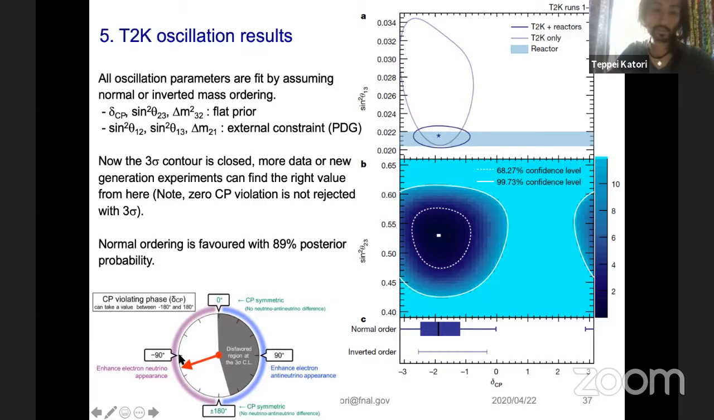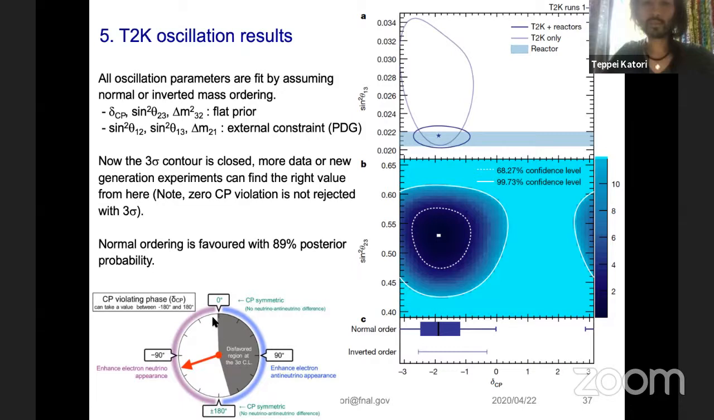We also tested mass hierarchy. The way we do it is we just fit the oscillation separately, assuming a normal ordering and an inverted ordering. And we have a small, weak preference for the normal ordering with 89% posterior probability. So that's our oscillation result.